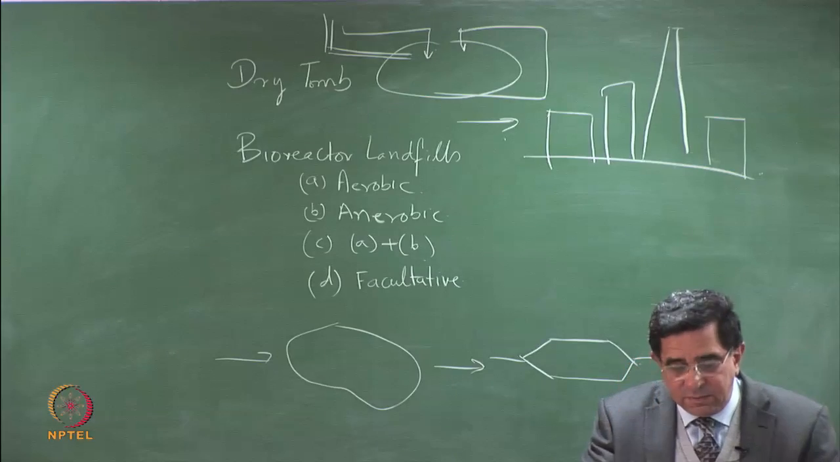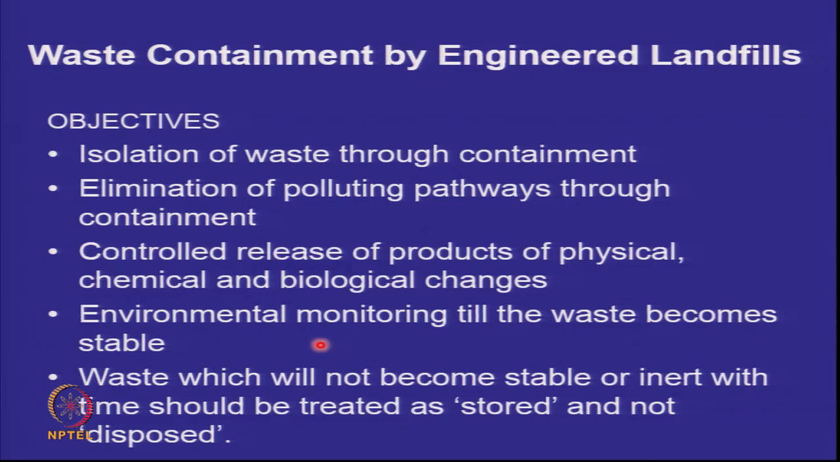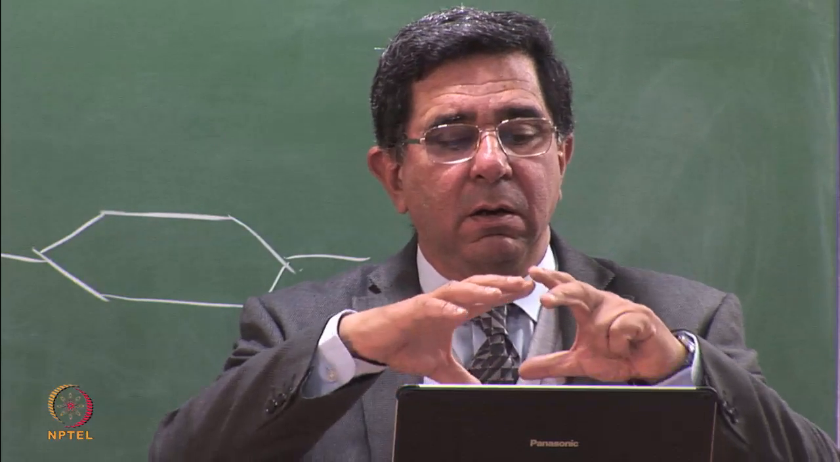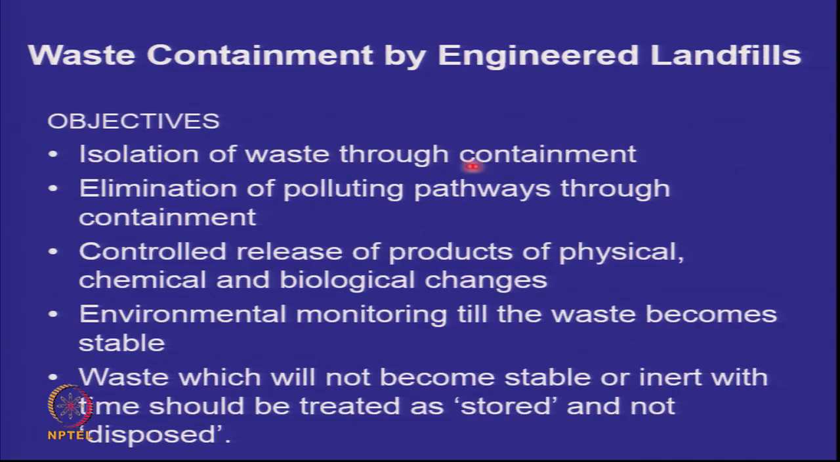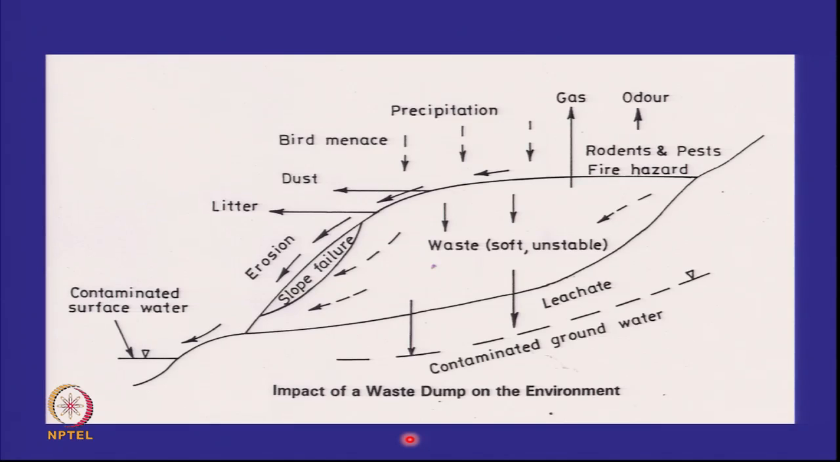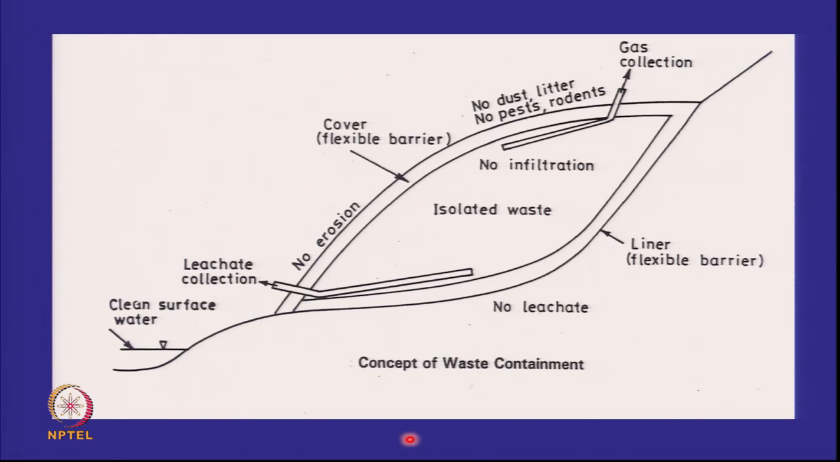So remember, we've done this already. We are isolating the waste through containment. We are eliminating the pathways. And we are still, through the two straws, having controlled release. We are not containing it and allowing everything to accumulate inside. So we isolate the waste through containment, we eliminate all the pathways, we still allow controlled release of products, and we monitor till the waste becomes stable. As I've said, that which is not stable is stored and not disposed. So this is just an old shot to remember how much a waste dump can trouble us, and that's the philosophy.